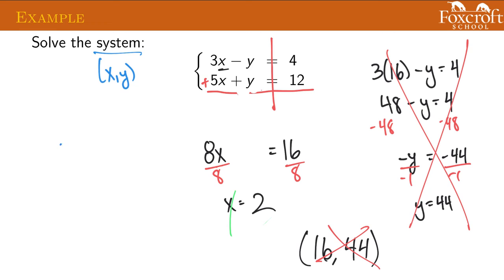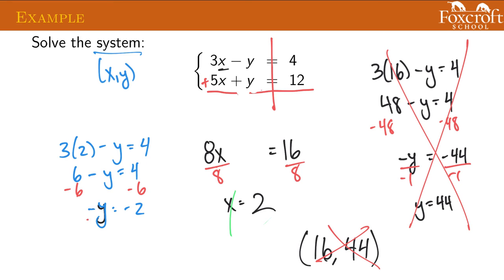So my second part was, now x should be 2. 3 times 2 minus y equals 4. Now the numbers are much smaller, like they probably should have been. 6 minus y equals 4. Subtract 6. Oops. And then for y, divide by negative 1.